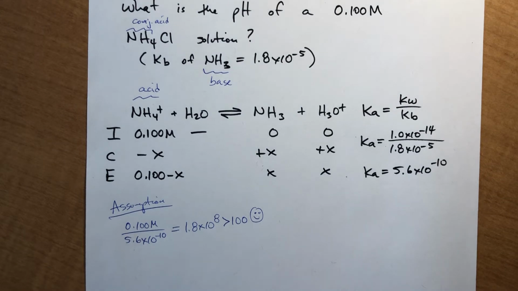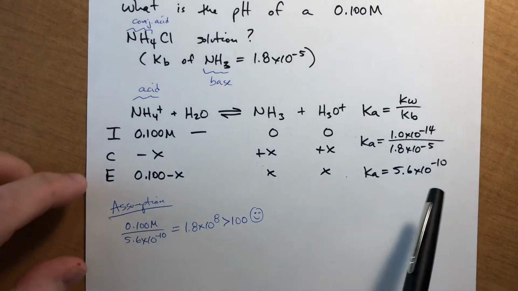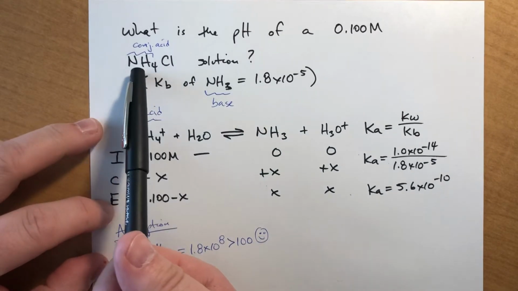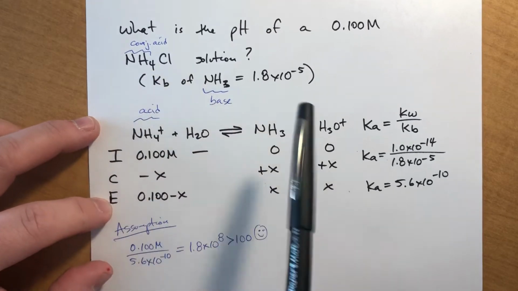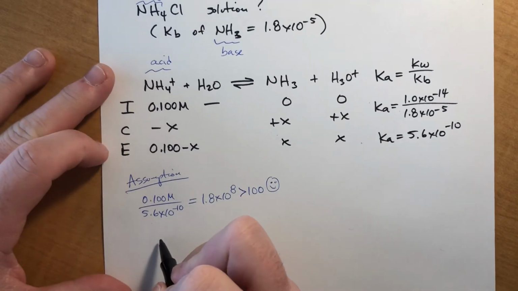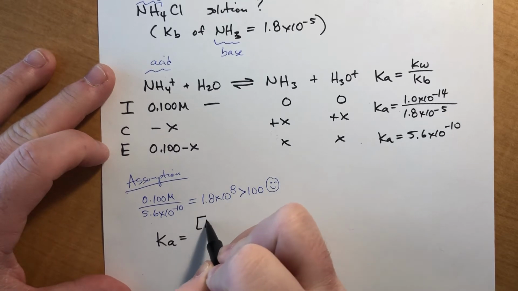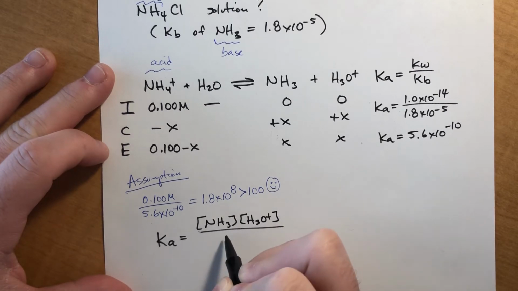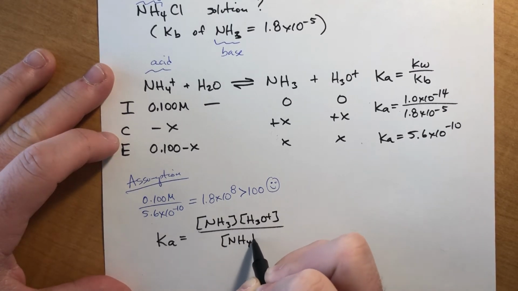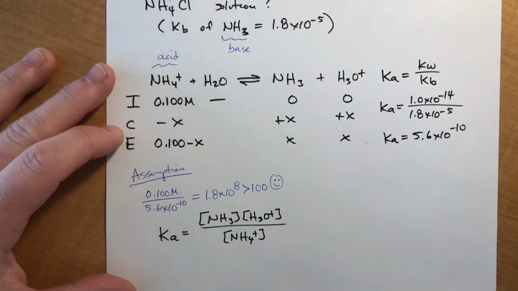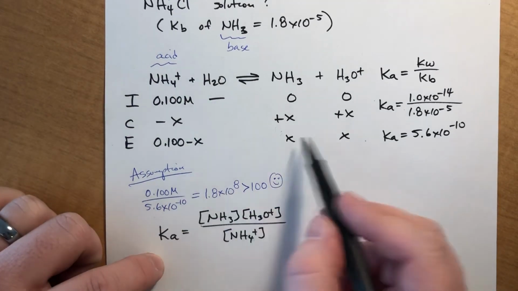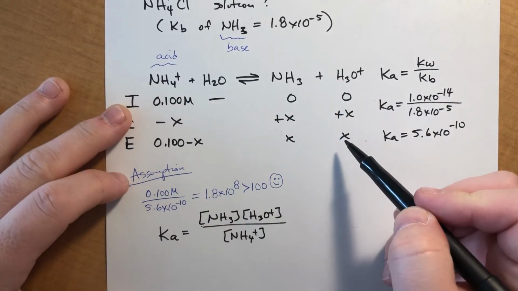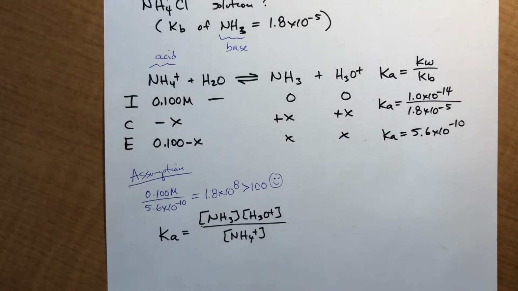So as far as the math goes, Ka is equal to products over reactants at equilibrium, and we're using Ka because this is an acid. I know I've already said that like 4 times, but I'm going to keep repeating it, I guess. So Ka is products over reactants. Well, we have Ka, and we have the equilibrium values for those things, so we can solve for x. And the reason we're solving for x is it's the concentration of H3O plus, so we can solve for pH.